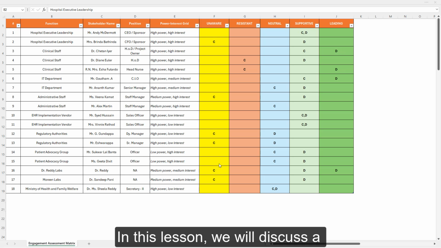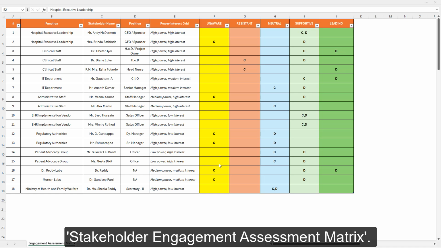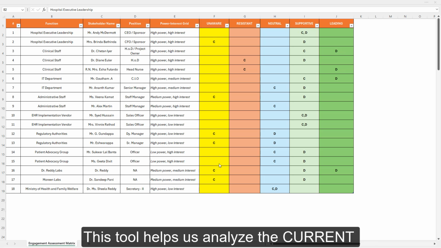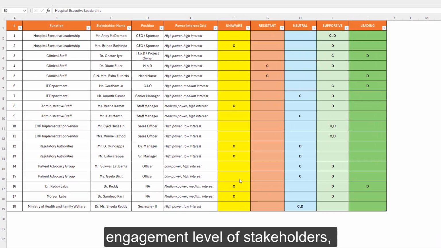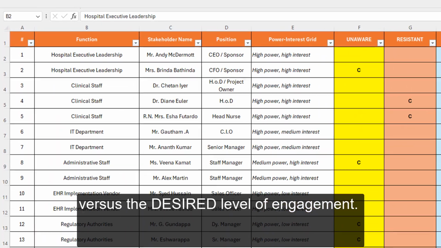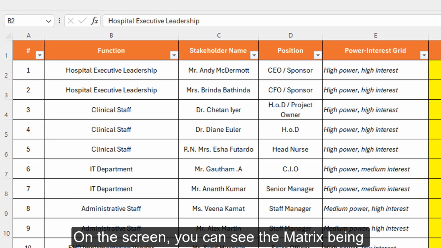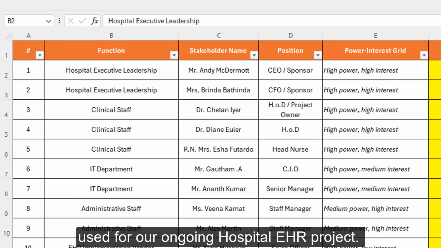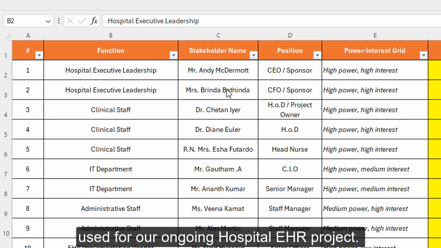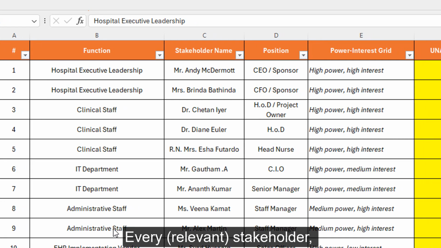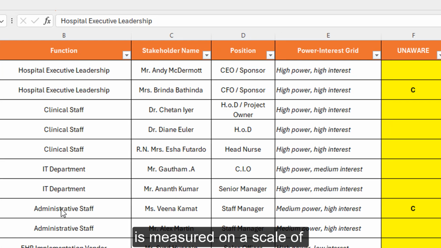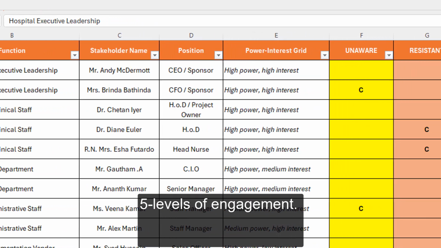In this lesson, we will discuss a powerful tool called the Stakeholder Engagement Assessment Matrix. Quite a mouthful. This tool helps us analyze the current engagement level of stakeholders versus the desired level of engagement. On the screen, you can see the matrix being used for our ongoing hospital EHR project. Every relevant stakeholder is measured on a scale of 5 levels of engagement.